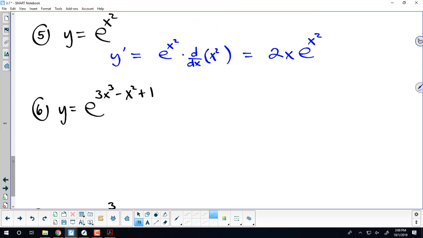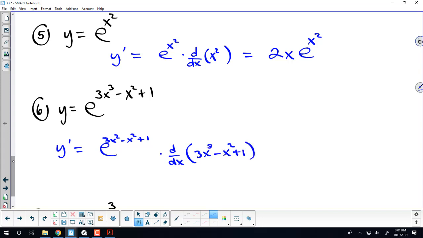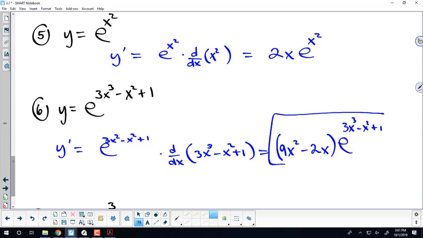E to the 3x cubed minus x squared plus 1. E to the power, original as it is, times the derivative of the power. Yeah, we have 9x squared minus 2x times e to the 3x cubed minus x squared plus 1. E to the power, times the derivative of the power.